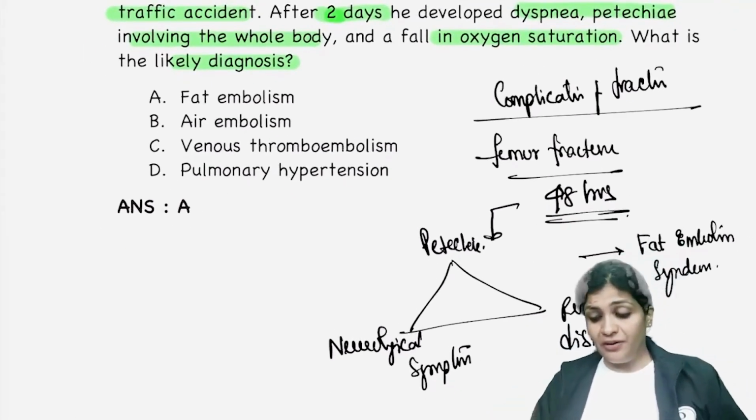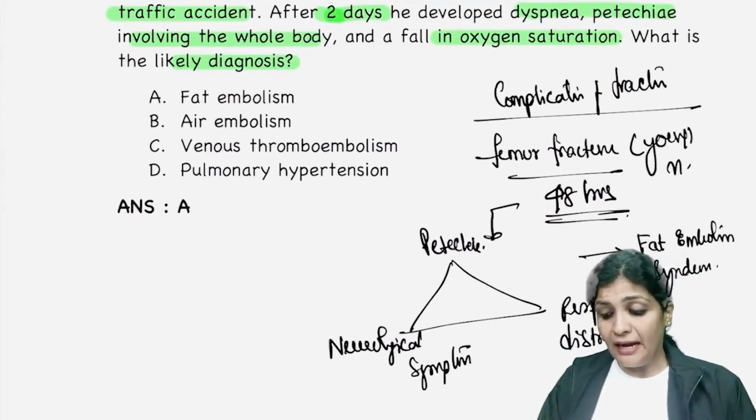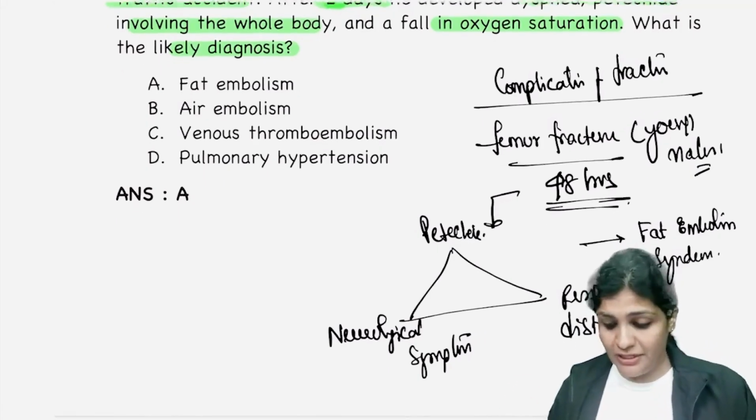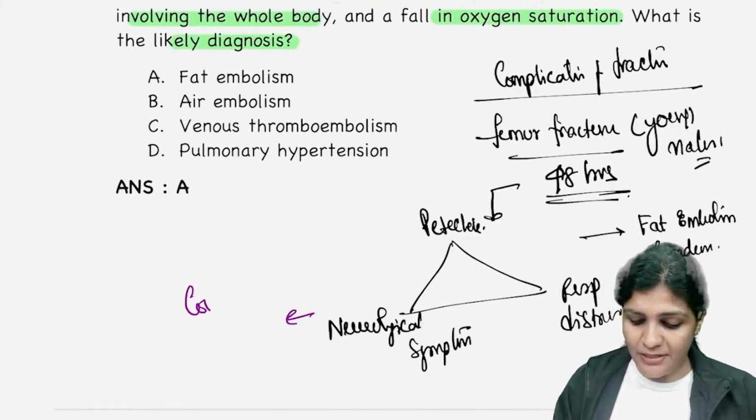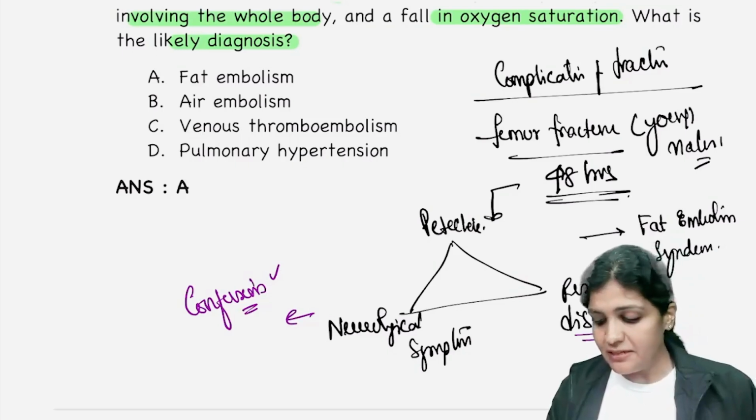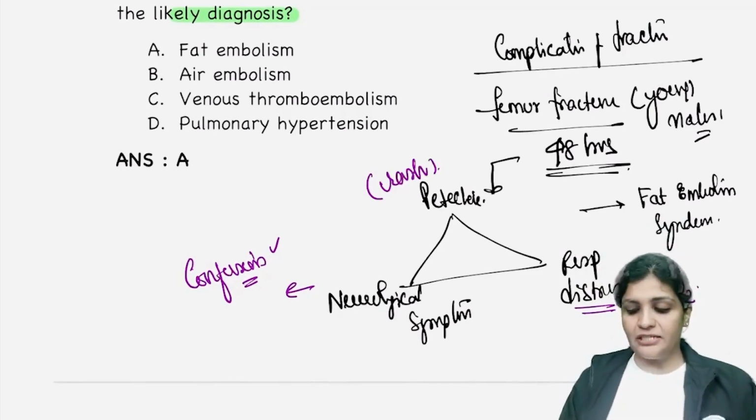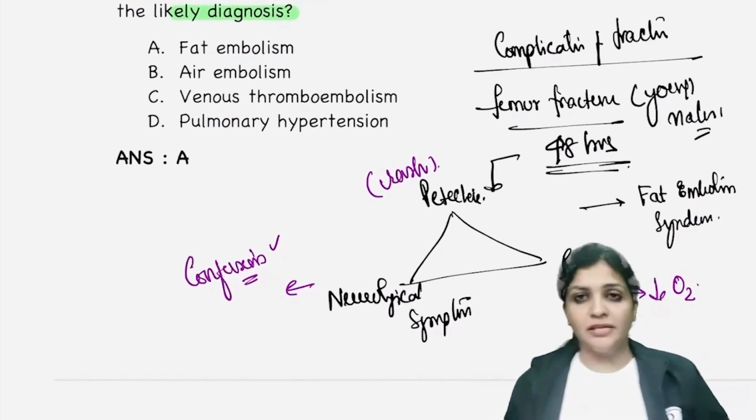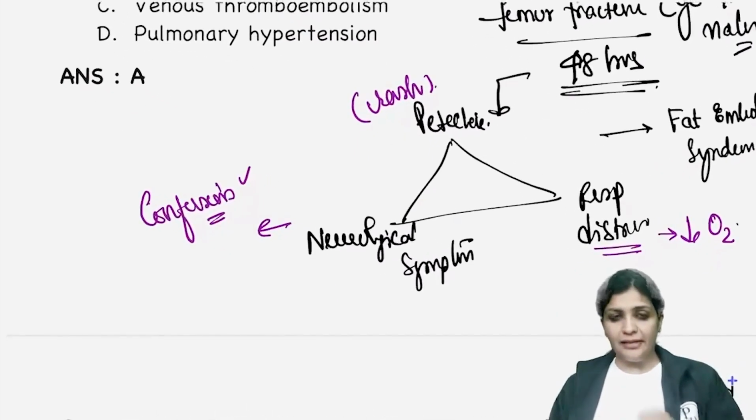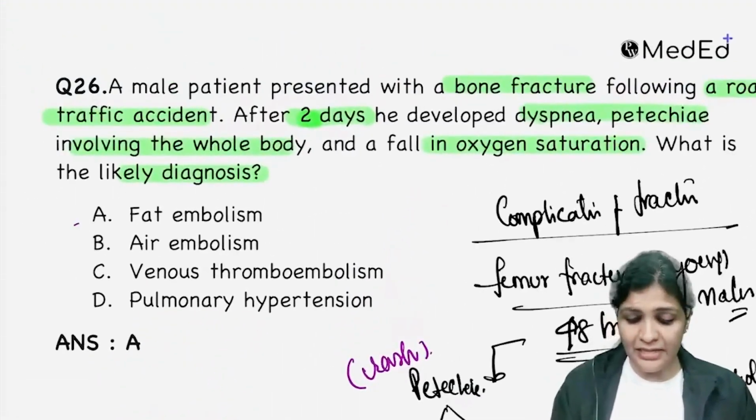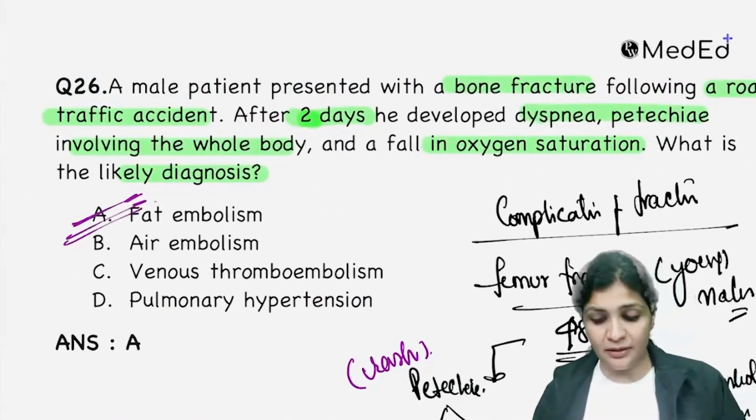So whenever there is a femur fracture, young males usually, and after 48 hours, whenever they present with this triad of neurological symptoms. So what are those neurological symptoms? They present with confusion, right? And then respiratory distress, decrease in oxygen saturation, and they present with petechial rash or conjunctival hemorrhages. Right, so these are the typical triad which you see, and this is an example of your fat embolism syndrome, right? Followed, everyone? So here the answer is fat embolism syndrome.